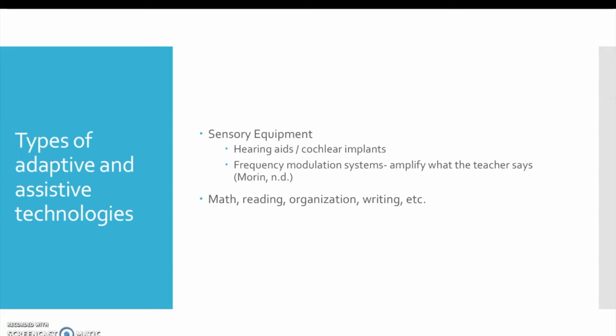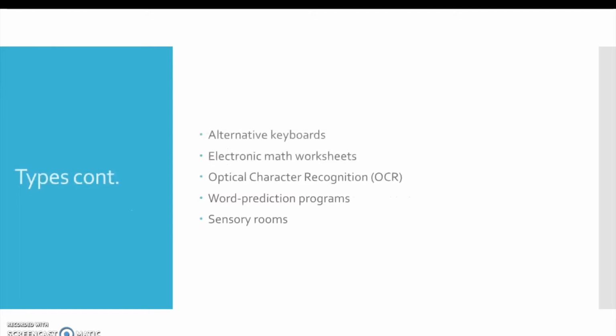Other examples are math, reading, writing, and organization. You'll see all the following examples in classrooms. Alternative keyboards is a type of customizable keyboard. You can change the layout and get rid of whatever the students don't need, whatever keys they don't need. That way they can focus strictly on the letters and numbers that they do need. It will narrow their focus and reduce their distraction.